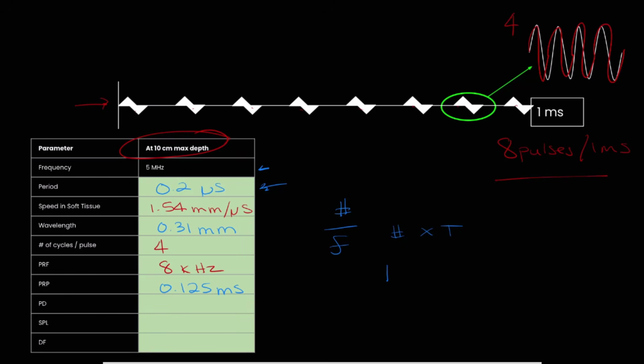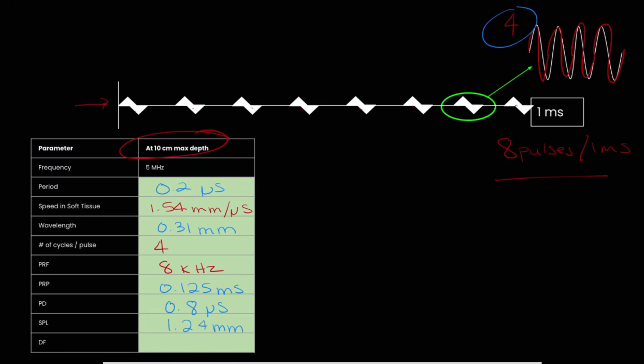So we will get 4 number of cycles divided by 5, the frequency, and that is going to give us a value of 0.8 microseconds. Next on our list, we have the spatial pulse length, the number of cycles multiplied by the wavelength. And we've already calculated the wavelength out, and we've counted our cycles, so we can simply plug in our numbers. 4 for the number of cycles multiplied by the wavelength, and 4 times 0.31 gives us a value of 1.24 millimeters.